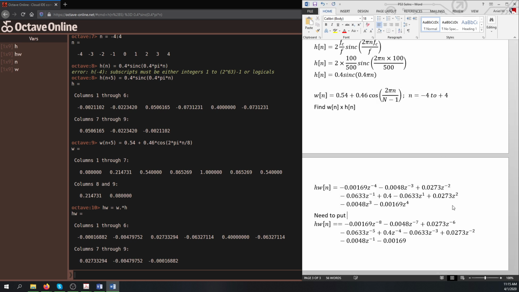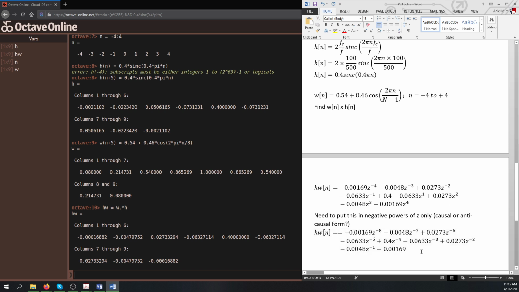So we need to put this in negative powers of Z only. Causal or anti-causal form. Someone may need to verify which form it is, because I can't remember which form it is right now. But basically the application of it is that you can't have any positive powers of Z here. So you need to transform this into negative powers of Z accordingly. And that will actually give you the final answer for each W of N for that question. Right, so that brings us to the end of all the questions that we can do here accordingly.